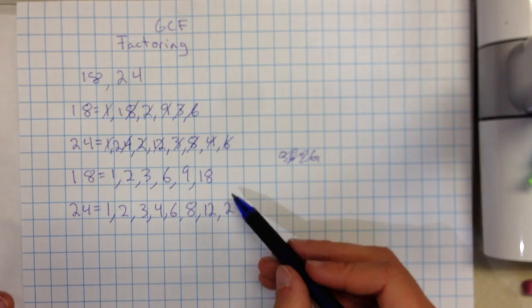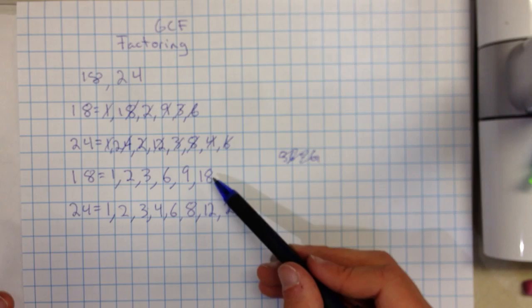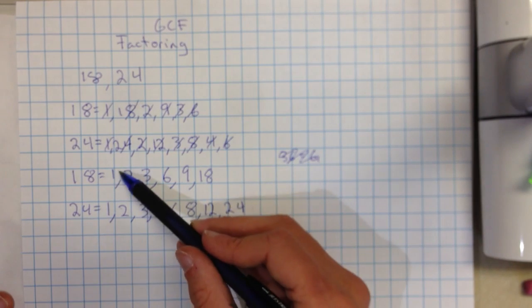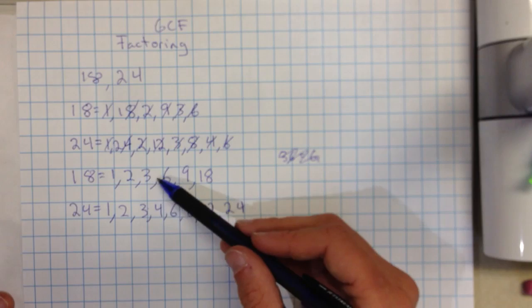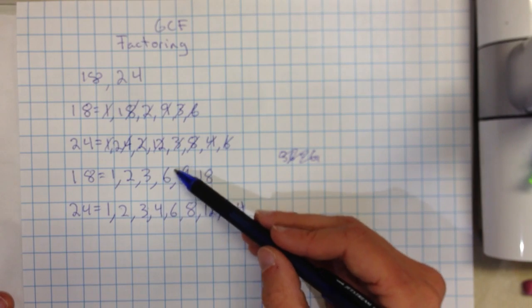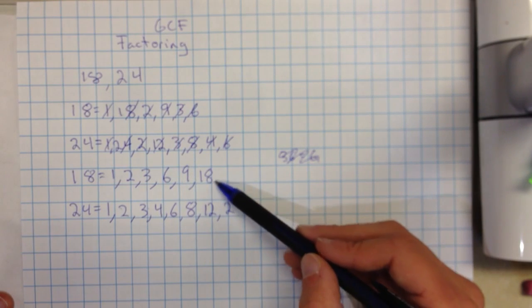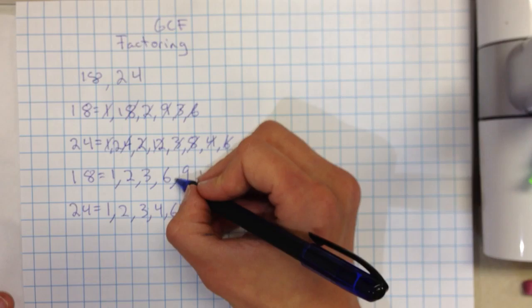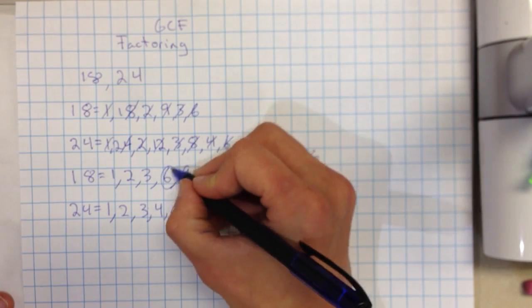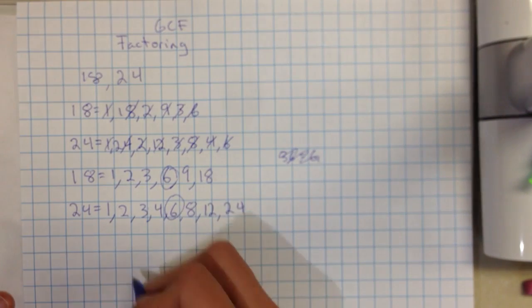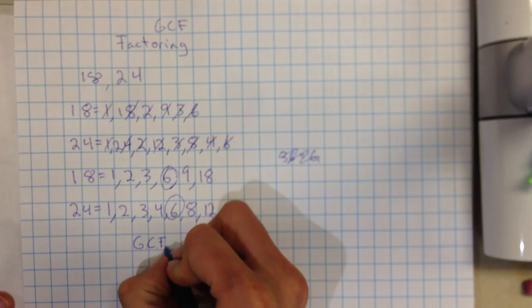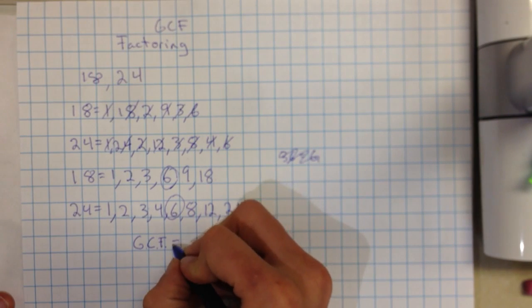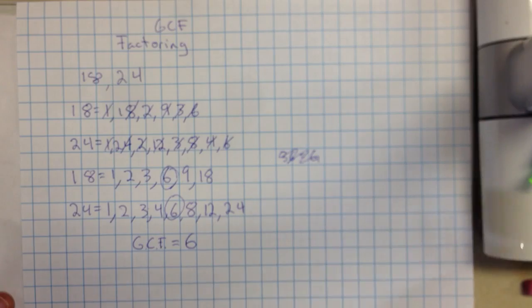So if I look at both these lists, I'm looking for the biggest number they both have in common. They both have 1, but there's something bigger. Both have 2, get bigger, 3, 6 is in both, 9, 18. So it looks like 6 is the largest one. So I have that in both. So I could say my GCF, my greatest common factor for the numbers 18 and 24 equals 6. So that's how we find it, by just factoring.